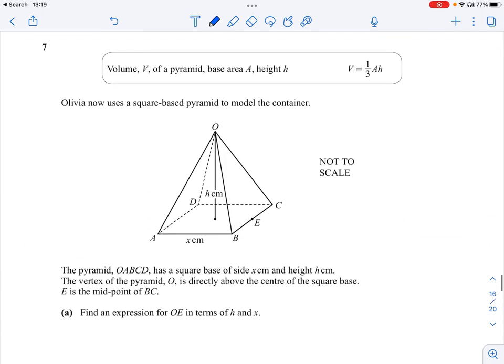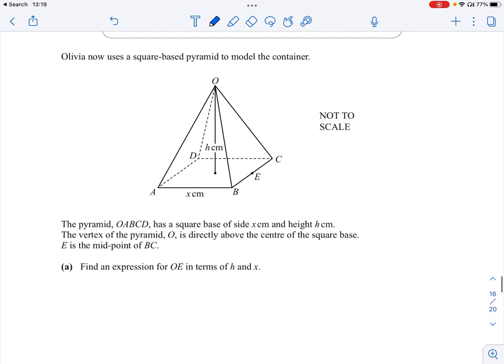Next, question number 7. Volume V of a pyramid, base area A and height h is given by volume equal to 1 upon 3 AH. The pyramid OABCD has a square base of side x centimeters and height h centimeters. The vertex O of the pyramid is directly above the center of the square. E is the midpoint of BC. Find an expression of OE in terms of h and x.